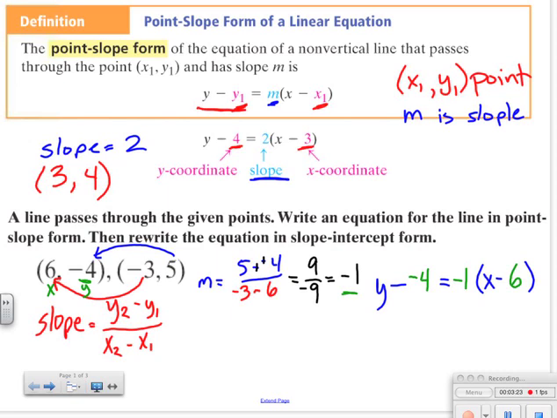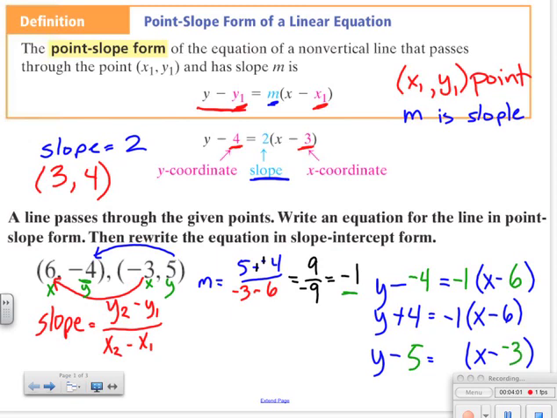Now you can rewrite that if you would like to as y plus 4 equals negative 1 times the quantity x minus 6. Those are equivalent. I could also just write it as a negative sign in front of the parentheses. I don't have to have that 1 there. I could have also written it with the second set of points. So I could have written y minus, do the same thing that I had done before, only now we're going to use the x and y from the second point. So I'm going to put 5 in here, and I'm going to put negative 3 in for the x, and I'm still going to put negative 1 as my slope.